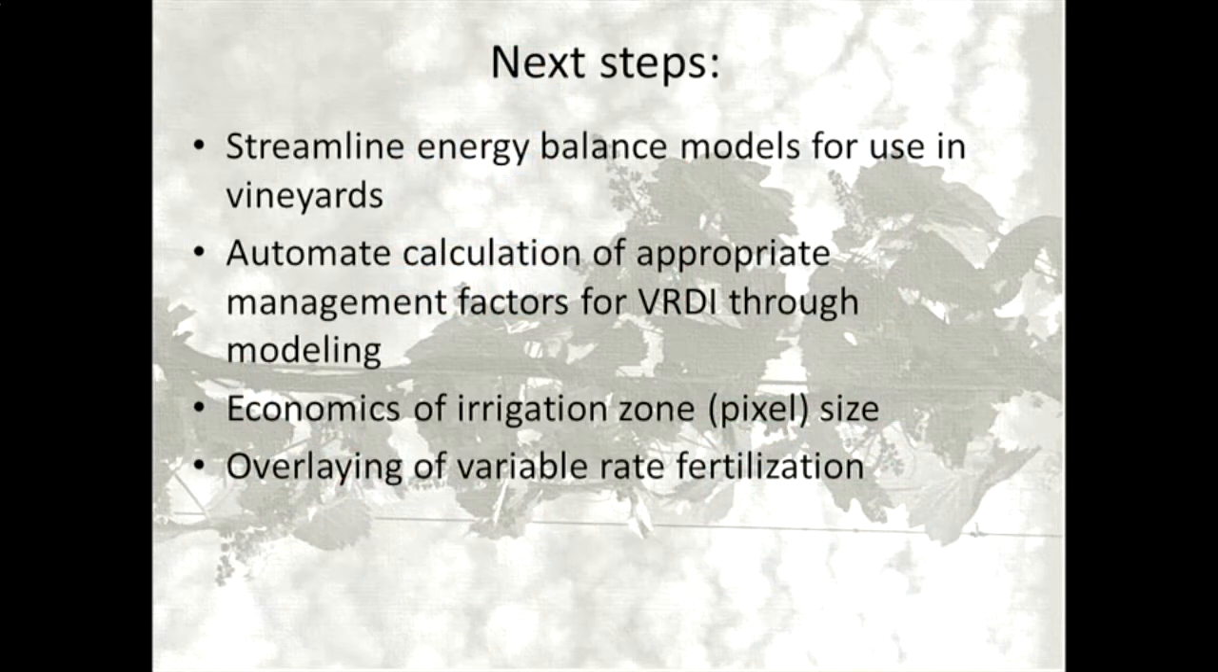The next steps: we're working to streamline the energy balance model for better use in vineyards, and then to automate the calculation of management factors, which we've seen to be one of the major drivers. If you change from 70% to 80%, it's a pretty significant increase in water, so those things we need to refine a little bit better. And the economics of these irrigation zone sizes. We went from 15 to 30 meters. We think 30 meters is appropriate for the imagery that we have.